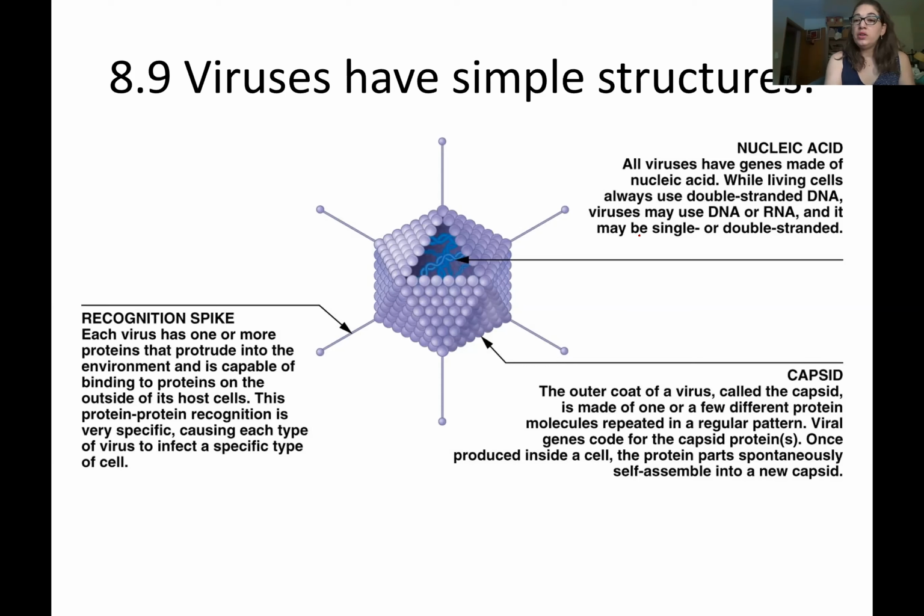Viruses do not have a nucleus. They do have genetic information inside. It can be DNA or RNA, which can be double-stranded or single-stranded. So there's a lot of variety in the genetic information you can find in a virus. And then the capsid, made of these little balls or bubbles, is the outer coat of the virus. It's made of proteins, and it's found in a regular pattern, which shows a little bit of complexity, but it's not a cell.